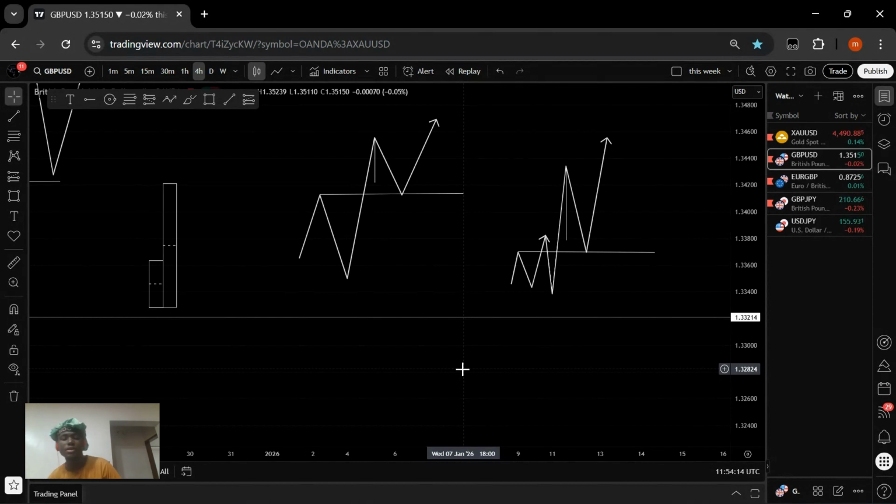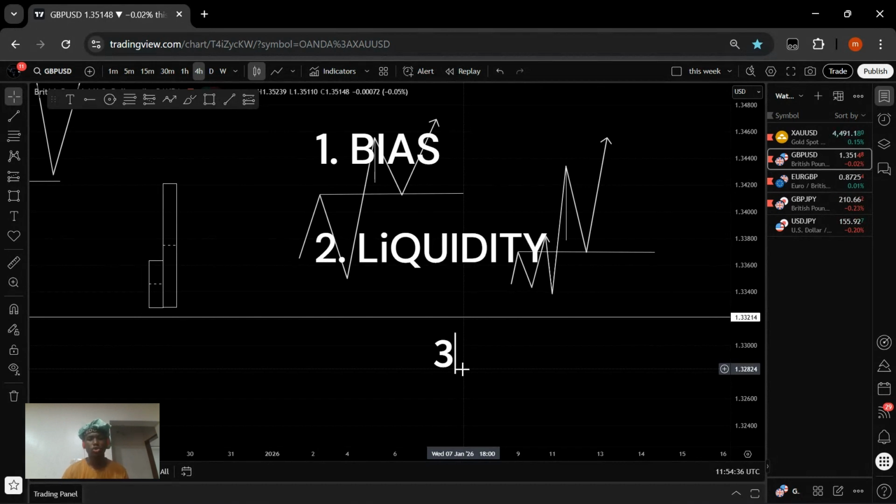So for me, there are three things I like to look for, or identify, whenever I'm dealing with entries. Number one, bias, liquidity, and structure.